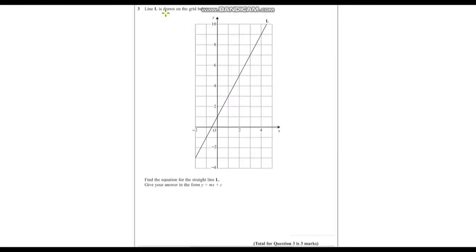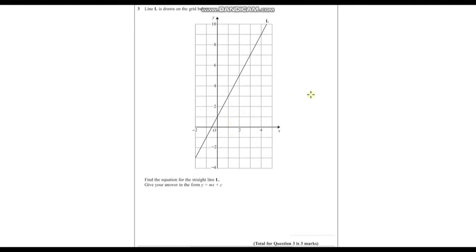Question 3. Line L is drawn on the grid below. Find the equation for the straight line L and give your answer in the form y = mx + c. Well, this is our standard equation for a straight line where the m stands for the gradient and the c is the y-intercept. So first of all, let's calculate the gradient of our line.